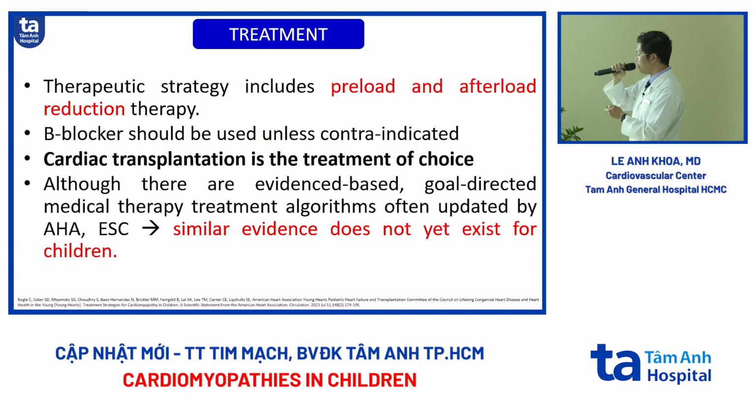For the treatment, the therapeutic strategy includes preload and afterload reduction therapy. We can use beta blockers if there are no contraindications, and cardiac transplant is the treatment of choice for DCM. In children, the treatment of DCM is mainly the treatment of heart failure with reduced EF, but the evidence for the drugs used in children does not exist as it does for adult patients.